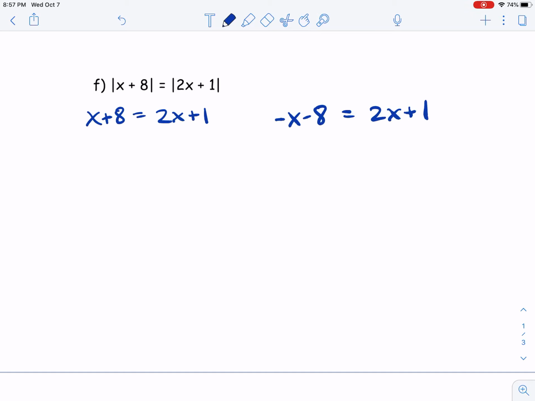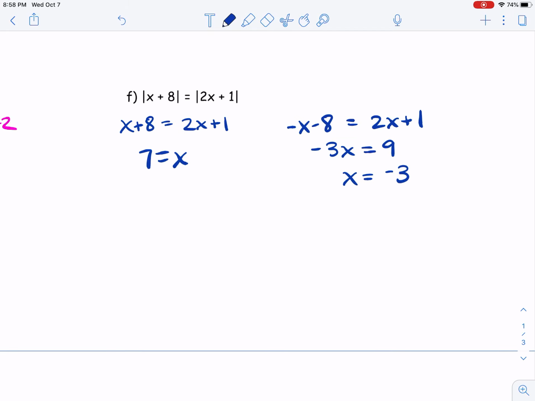I would get 7 equals x. Okay. And then over here, let's say I subtract the 2x, add that. That would be -3x equaling 9. So that means x is going to be -3. I still need to plug in both of these values of x to check to see if they're extraneous. I have to plug them into both locations of x.